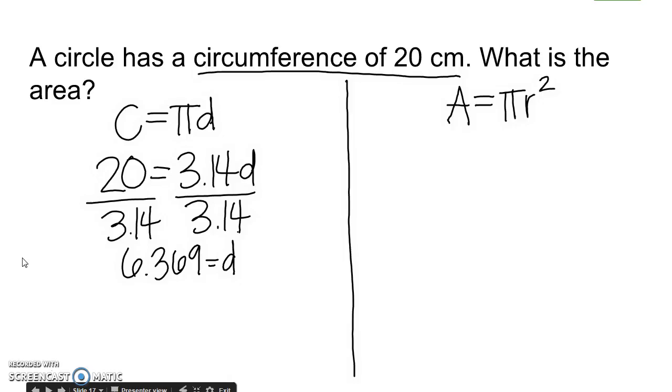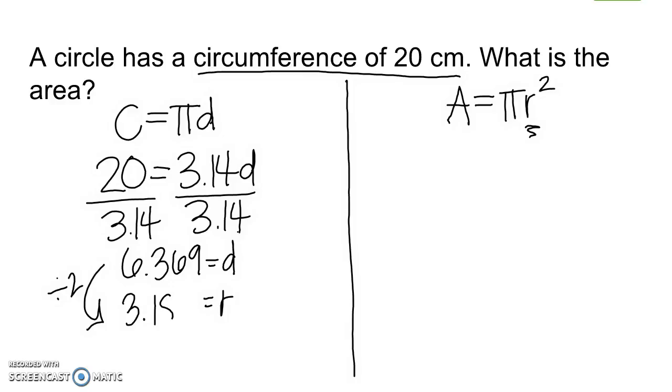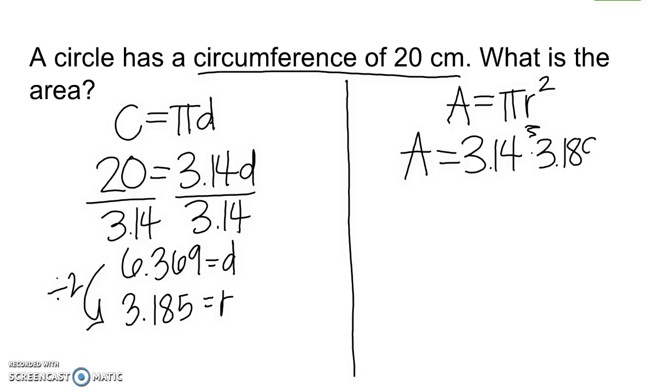Alright, and so if the diameter is 6.369, I know I need the radius to plug into my area formula. I'm going to divide this by 2 to get the radius. So in my calculator, 6.369 divided by 2, and it gives me 3.185. That is what I'm going to come over here now and find the area with. I'm going to use 3.14 for pi times 3.185 times 3.185, radius squared.